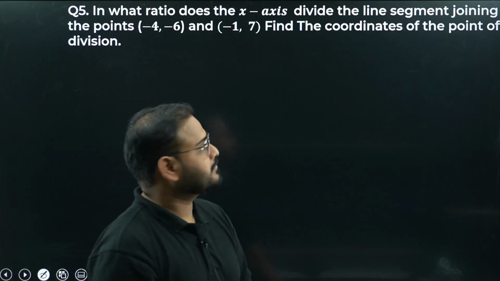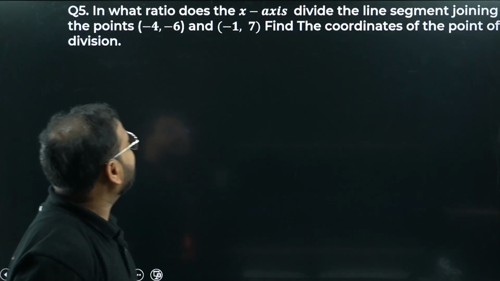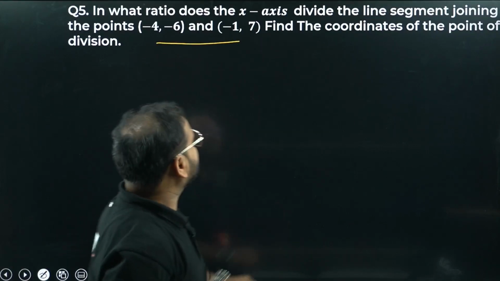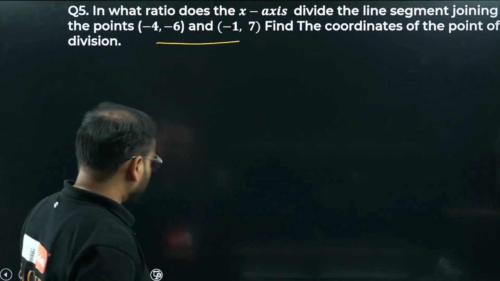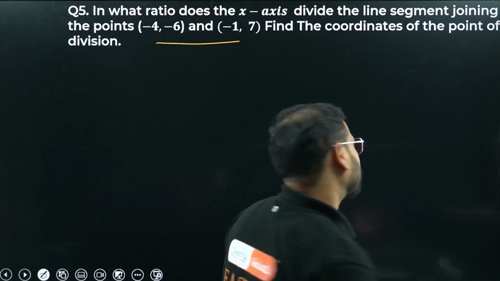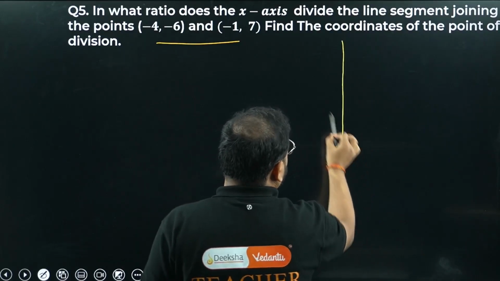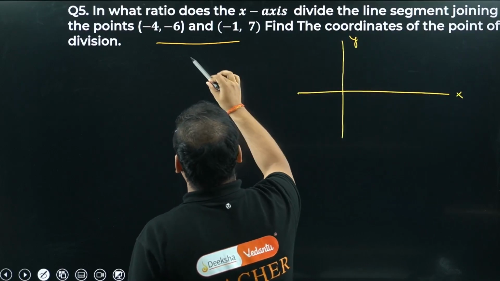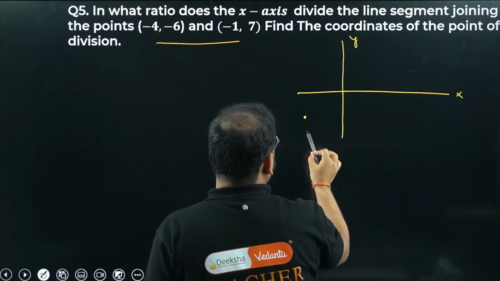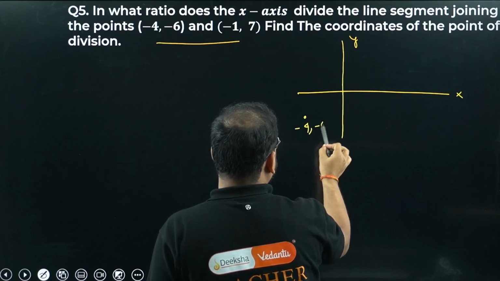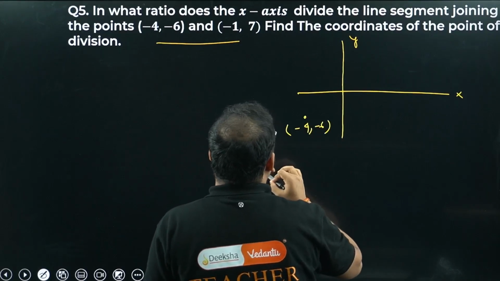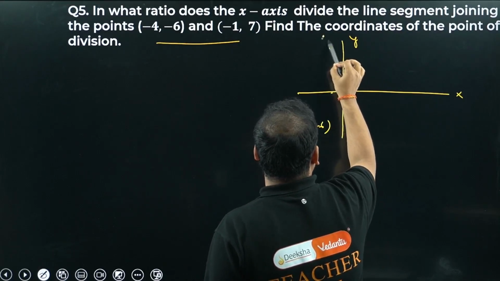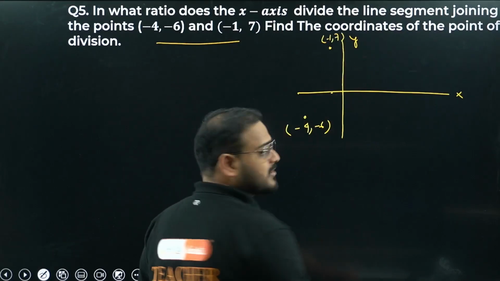Question number 5. In what ratio does the x-axis divide the line segment joining the given points, and find the coordinates of the point of division? Let's draw the situation on the coordinate plane, because they said x-axis, right? So write it. X-axis is this, y-axis is this. Points are -4, -6, over here somewhere, and -1 and 7. -1 will be here somewhere like this. So -1, comma 7. Visible?